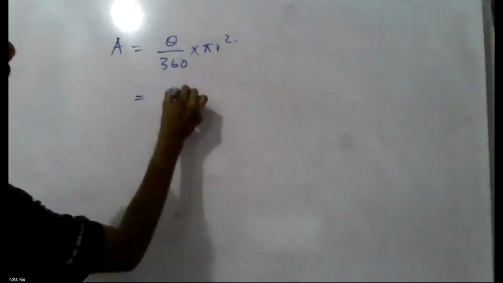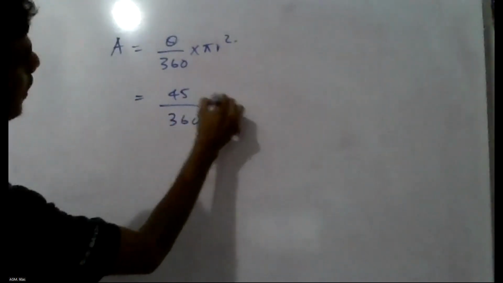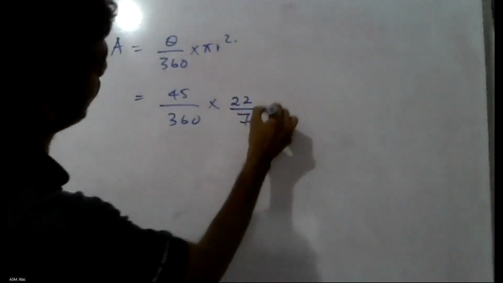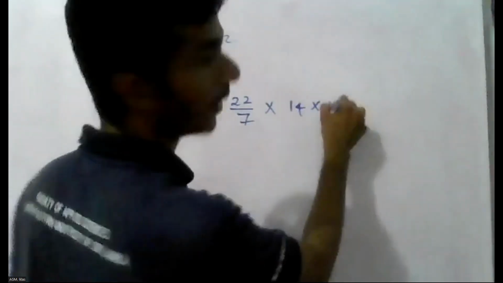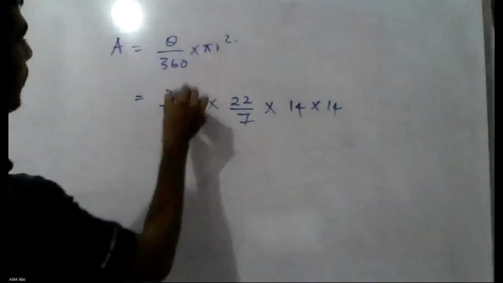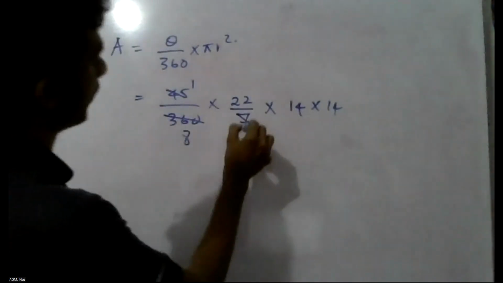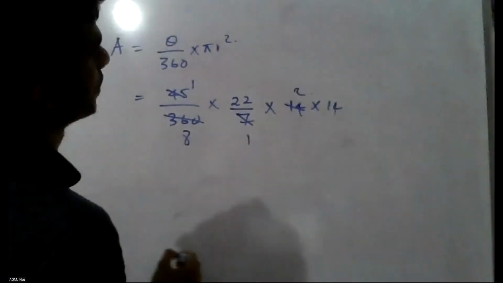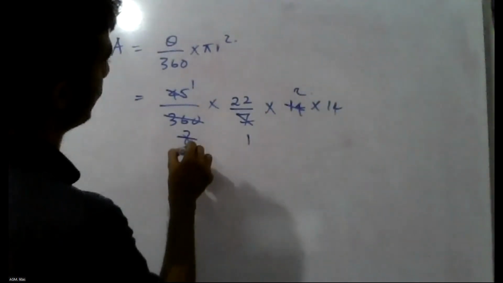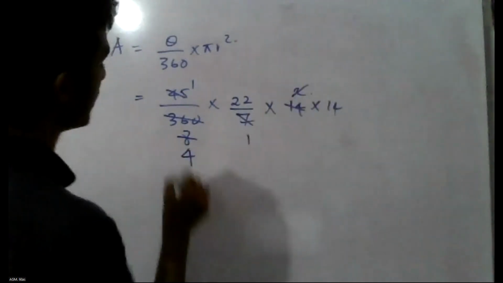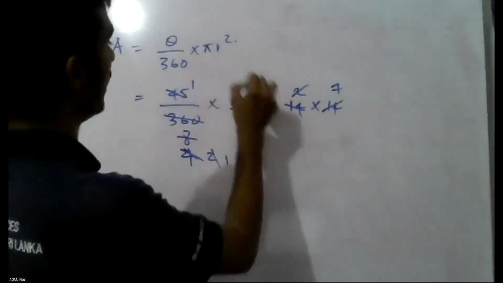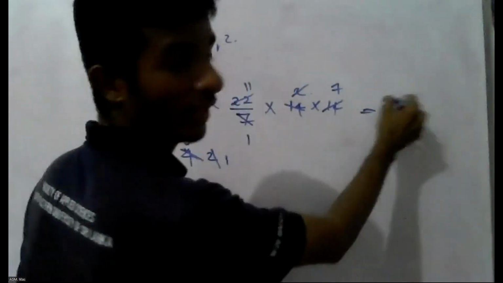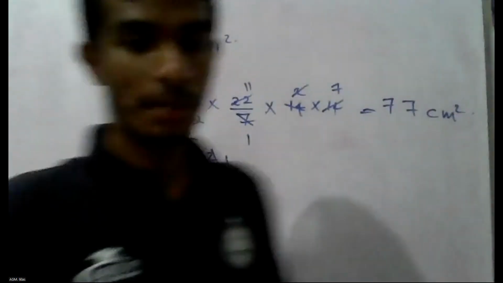So here 45 over 360 into, instead of pi, I can put 22 by 7 into r square, 14 into 14. Okay. Now here 1, here 8, here 1, here 2. So here 4, I can eliminate this. Here 2, 7. Here 1, 11. So the answer is 77 centimeter square. Moving to example number 2.